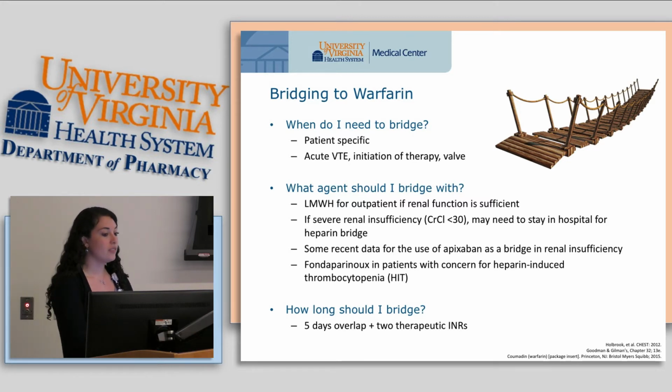But patients who definitely should be bridged, no matter what, are if you're treating an acute clot, because you need to actually treat the clot right away, and you don't want to wait the 4 to 5 days for the warfarin to kick in. Also if they have a new valve placed, because those are at higher risk for clotting. And if you were to ask me, I think any patient starting warfarin should definitely be bridged, just because of the risks of those 4 to 5 days being in a hypercoagulable state.